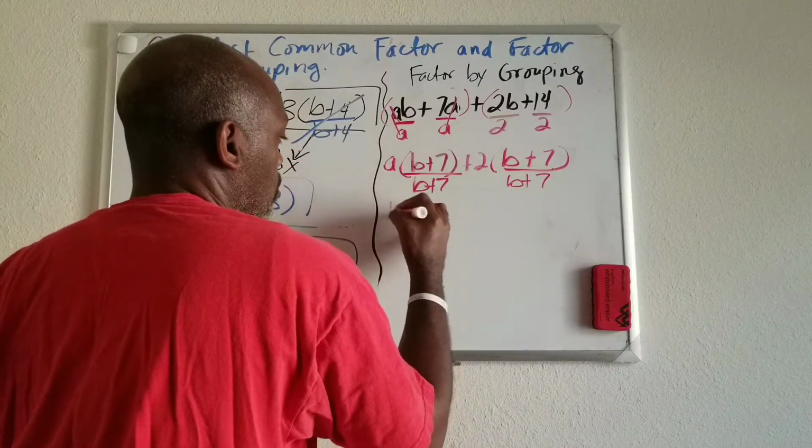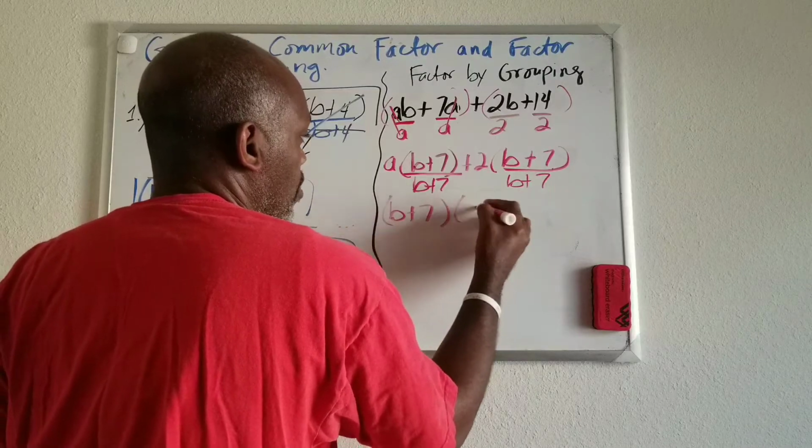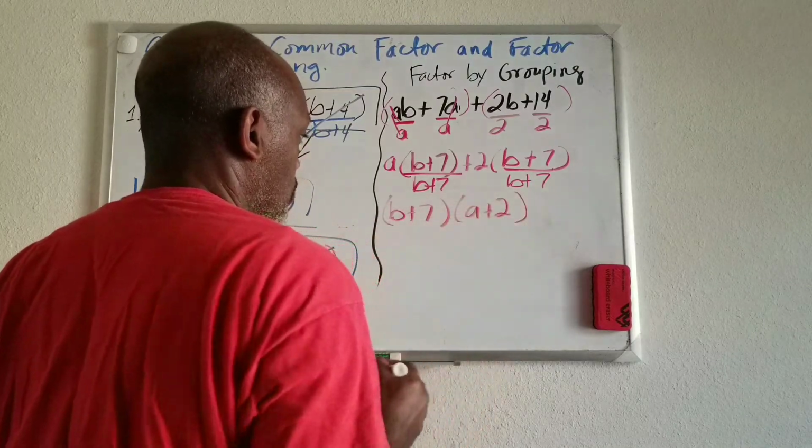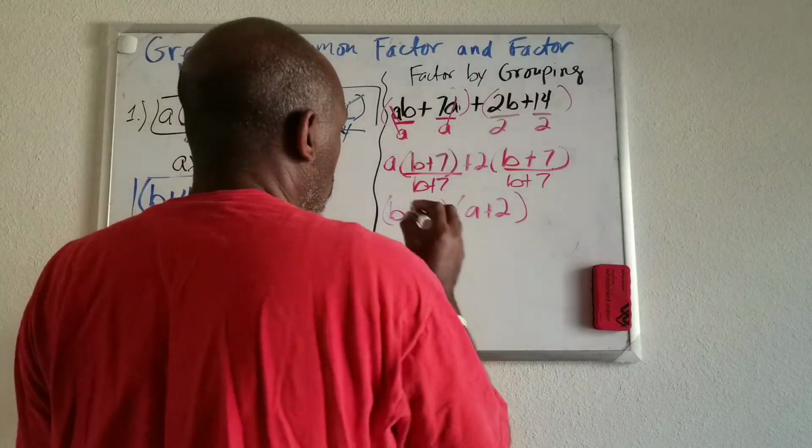So, b plus 7 is the greatest common factor. What am I left with? a plus 2. Okay, and this is my answer.